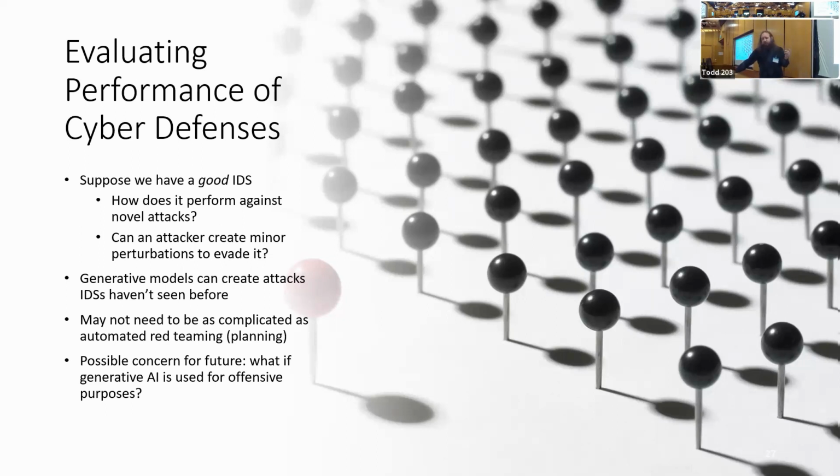Yeah, our generative models are capable of creating attacks that our IDSs have never seen before. And so we can be using this to figure out what's the best way to improve our IDS. This is slightly different than the task of automated red teaming, where we're actually planning out the stages of an attack. In this case, we're just giving it more examples.